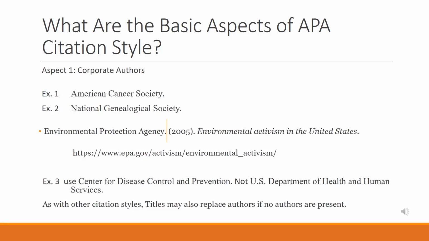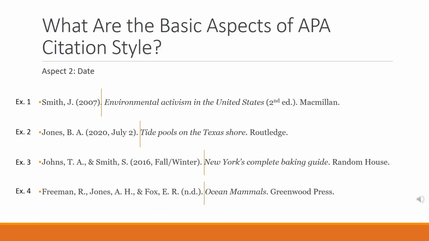Organizations and agencies can be considered the author if no stated author is present. Follow the written entry with a period according to page 288 of the APA Publication Manual. The next part of an APA citation is the date. Note that the orange line is moved, indicating the end of this new section.